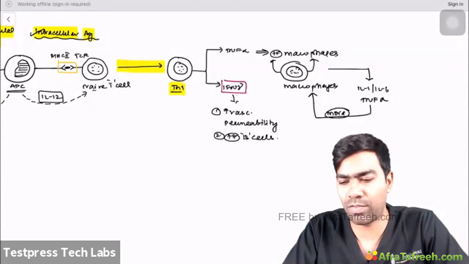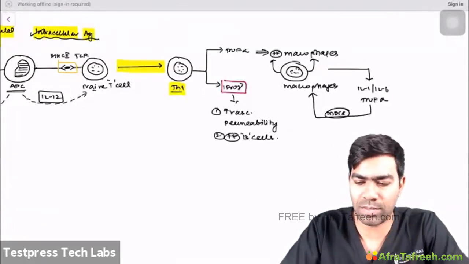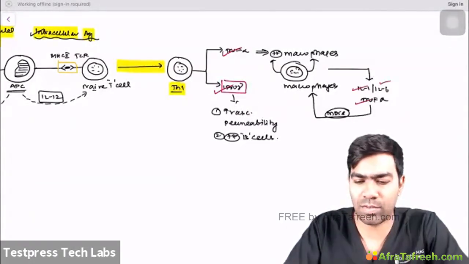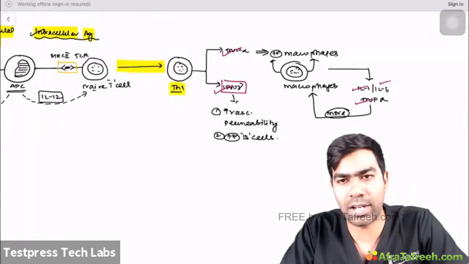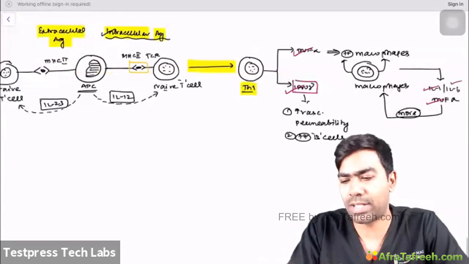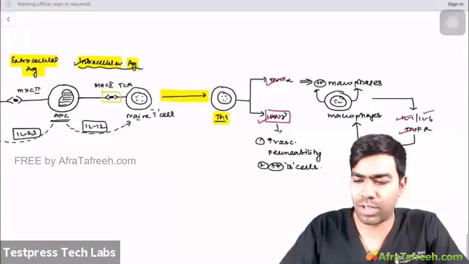So this is the kind of response you expect in a T helper 1 pathway, which means there are some classic cytokines involved in the T helper 1 pathway: interferon gamma, TNF alpha, IL-1, IL-6, and of course TNF alpha in the final stage. So these are cytokines involved in the classic T helper 1 pathway, which we'll be discussing subsequently, and what sort of response they are creating.